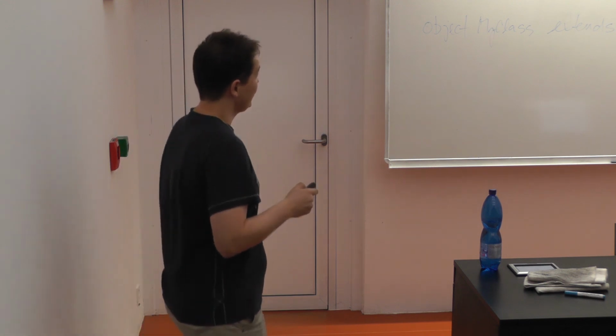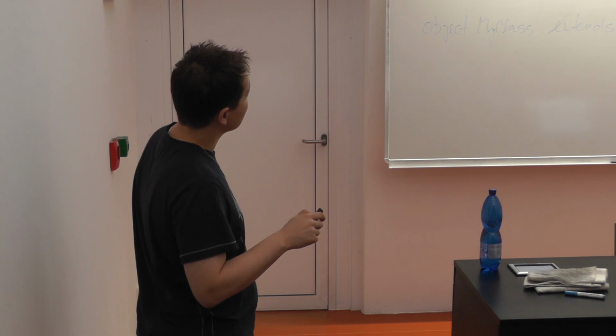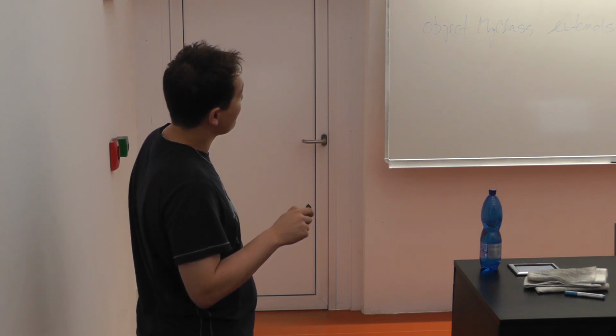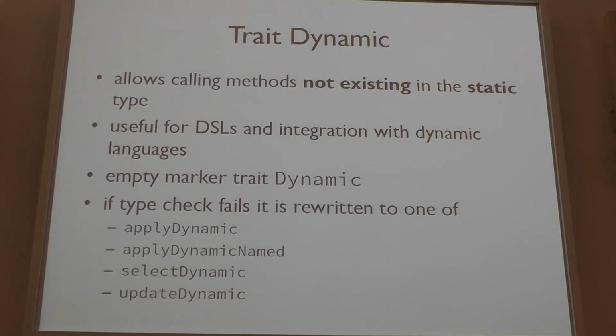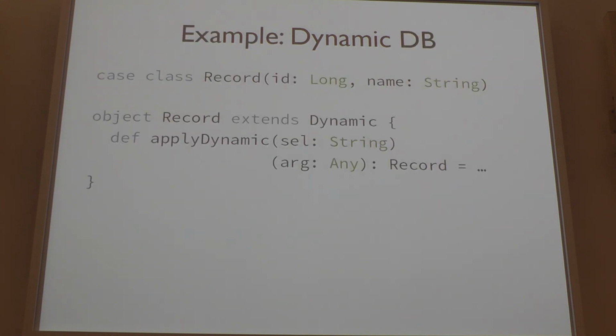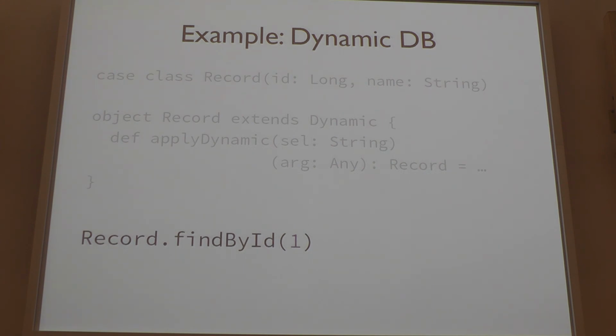And as I said, this is applyDynamic if you just call a method. There are also selectDynamic if you want to select a field from a class, or applyDynamicNamed with named parameters, or updateDynamic if you use something like object.field = something. So then updateDynamic would be called. I think this is very powerful, and even though it looks dynamic, it's statically checked at the end, so it's absolutely fine to use it.